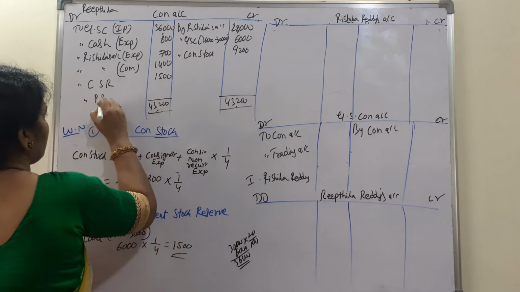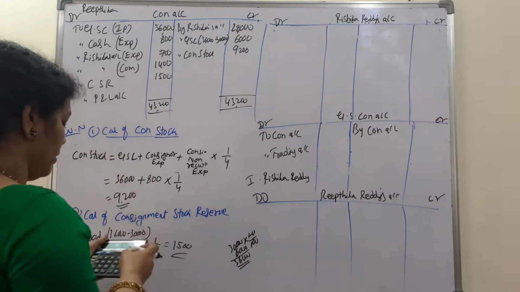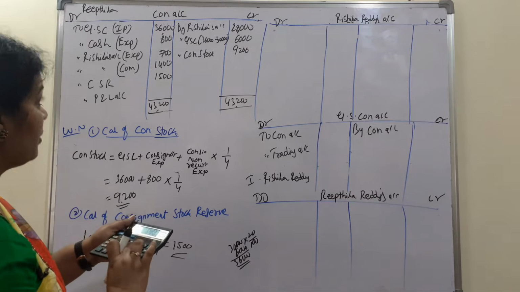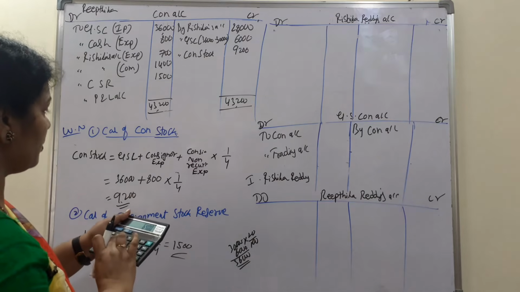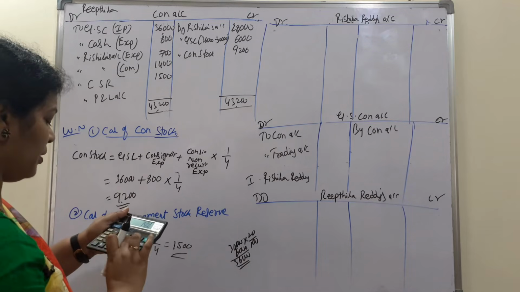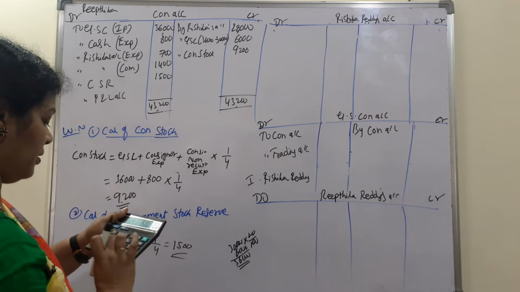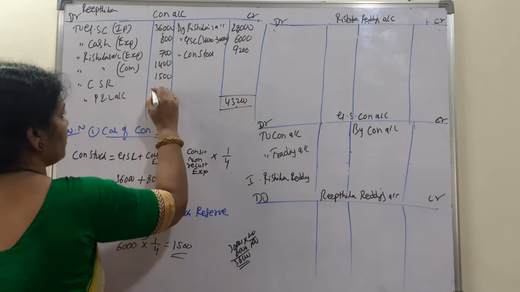The difference will be the P&L account. 43,200 minus 36,800 minus 1,400 minus 700 minus 1,500. It is 2,800.